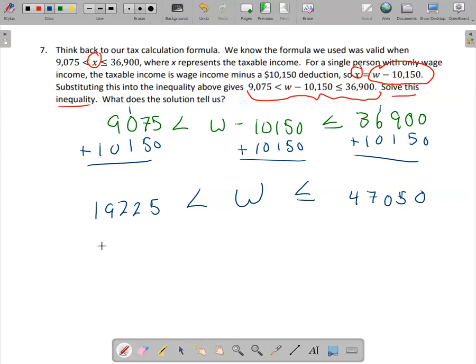One more step. Interval notation. Smaller number goes first. And I'm not going to use commas in the numbers, 19225, because the interval has a comma, 47050. The or equal to here is a square bracket, and then the not or equal to is a parenthesis. So that would be the interval version of a solution. Rock on.